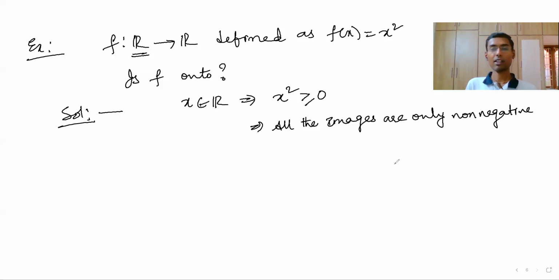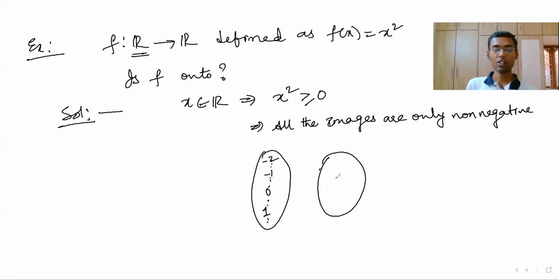So it's not onto. Why? Because in the second set of real numbers, the negative numbers won't have a pre-image. Exactly. All the images are non-negative, which means for a negative number there is no pre-image. You are correct. Write 0, here -1, here -2. See, the image of -1 is 1, and 1 also has image 1, and 0 is an image. So the pre-image of -1 doesn't exist.